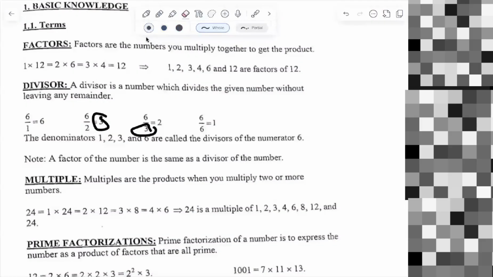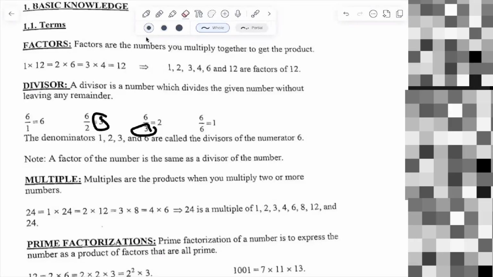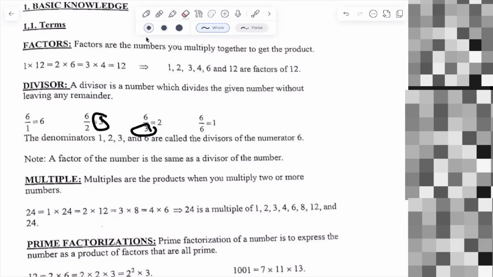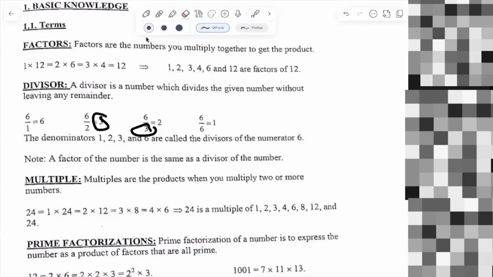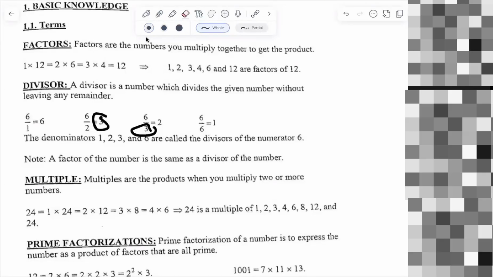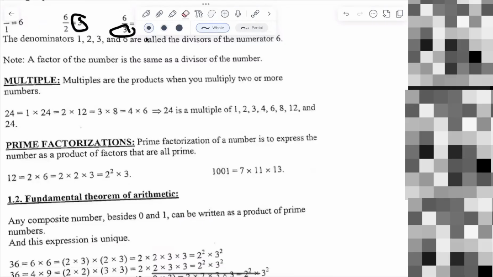Alright? Multiples are the products when you multiply 2 or more numbers. For example, 24 is 1 times 24, or 2 times 12, or 3 times 8, or 4 times 6. So 24 is a multiple of 1, 2, 3, 4, 6, 8, 12, and 24.